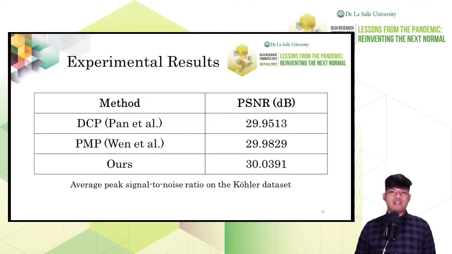Using the said dataset, we evaluate the performance of the proposed algorithm relative to that of the closely related dark channel prior and patchwise minimal pixel prior techniques. The average performance of the techniques based on the peak signal-to-noise ratio metric can be seen in the table. From these results, we see an improvement in the average performance across the dataset. However, the average performance does not effectively capture the benefit of the algorithm.